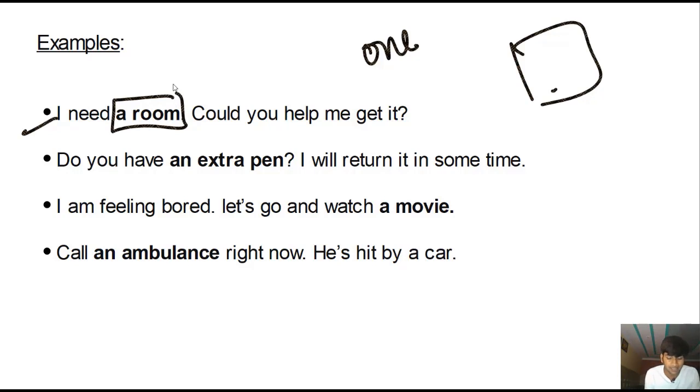A is an indefinite article. So the first letter has a consonant sound. The first letter of this word, room, has a consonant. R, ra, ra. Ra is not a vowel. All right. So I need a room. I can also say I need a big room.